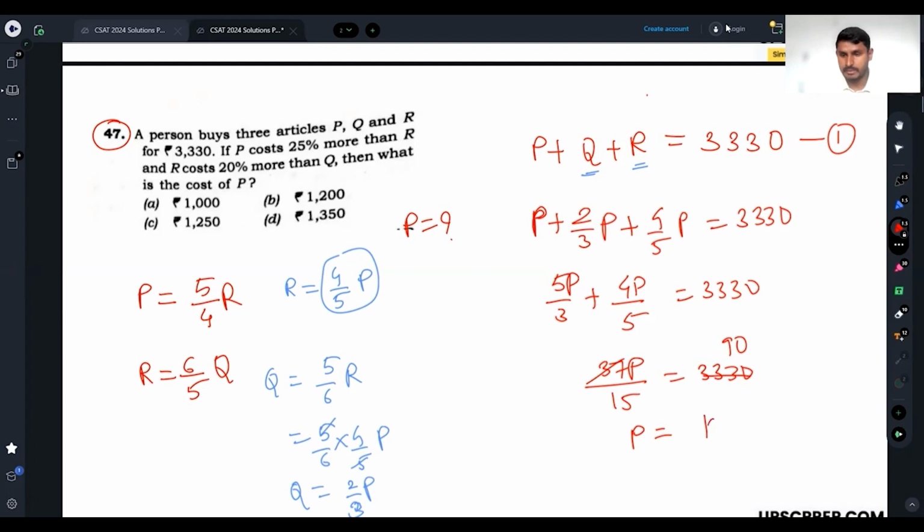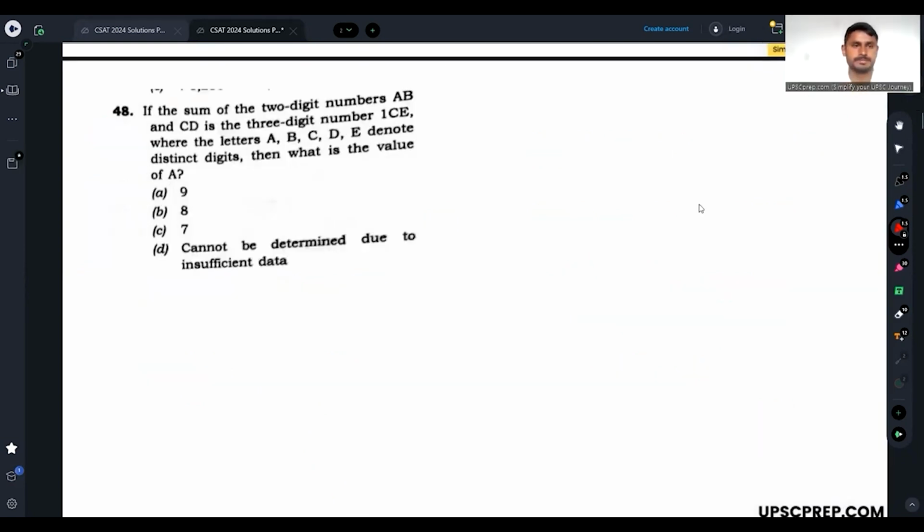15 nines are 135. 135 and a 0 is the cost price for article P. 1350, that is option D. So option D is the correct answer. Next question.